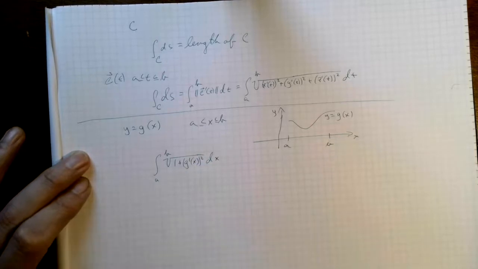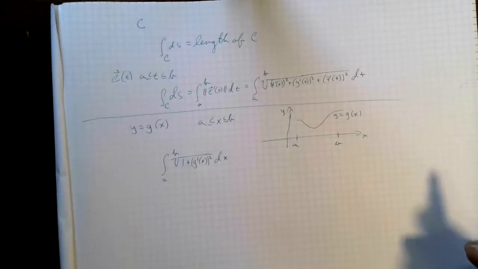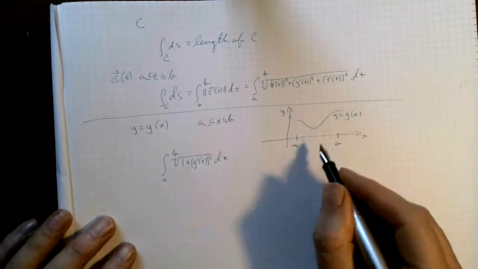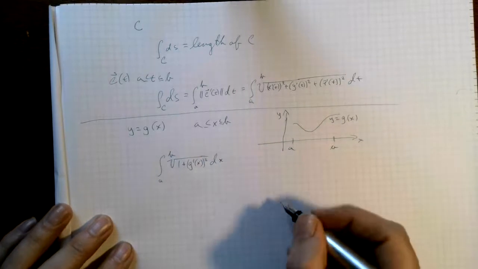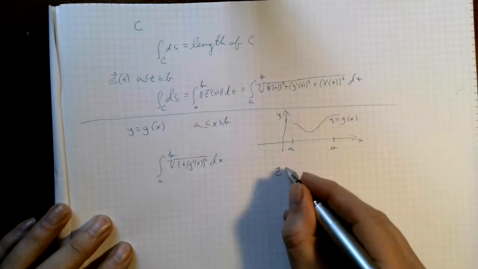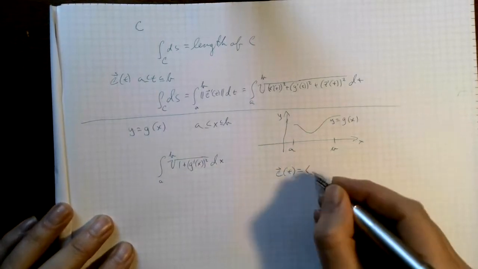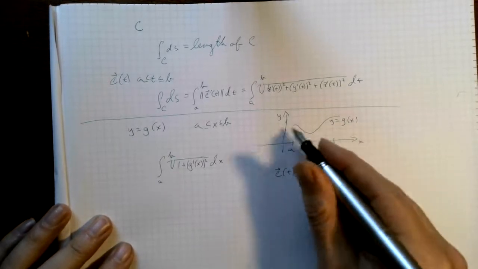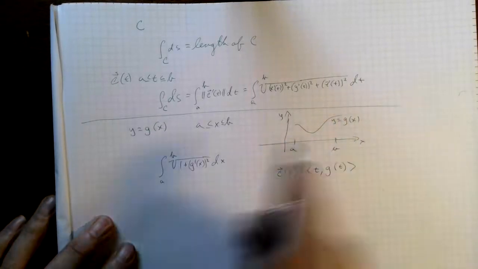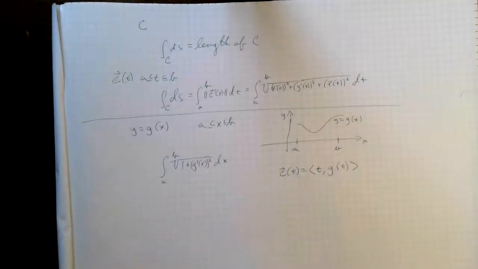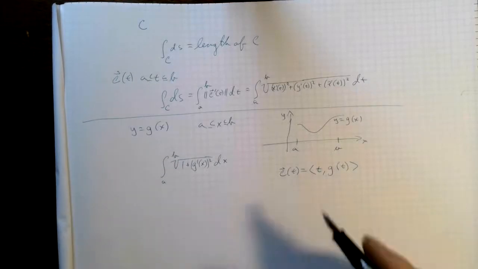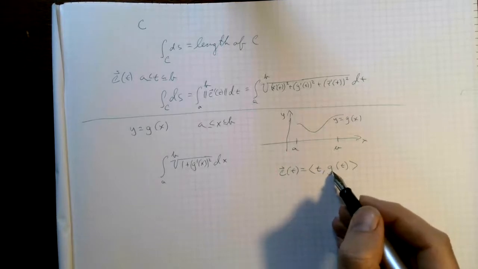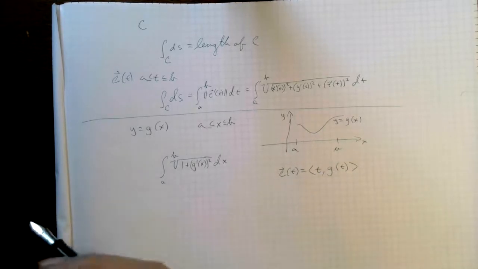Now, I claim that this is precisely what we're doing here. Why is that? Well, the graph, I can parameterize it by setting x equal to t and y equal to g of t, because that's precisely this graph. I'm just parameterizing by x, really. I could have made this x, where x was x and y was g of x. Just naming it t.